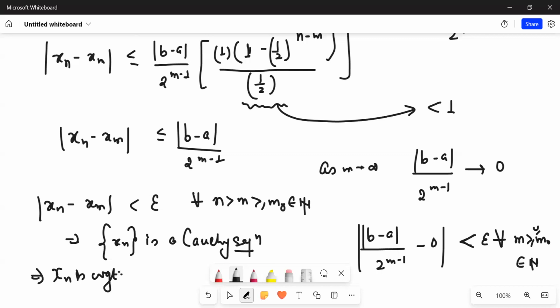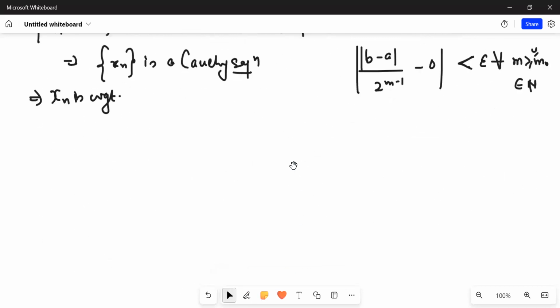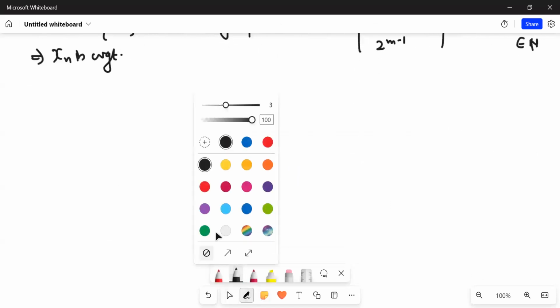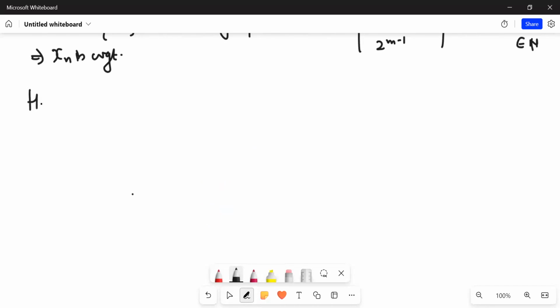I hope it is clear, or is it not clear at all? Okay. Now, the question arises: how do you find the limit for such sequences? And then we'll end this lecture. So, how to find the limit for such sequences? Okay. So let us try to find the limit.